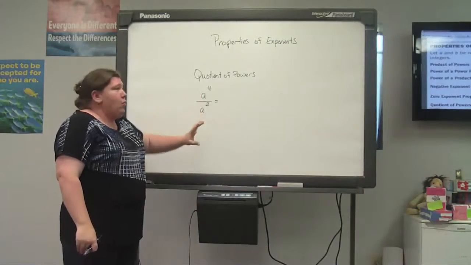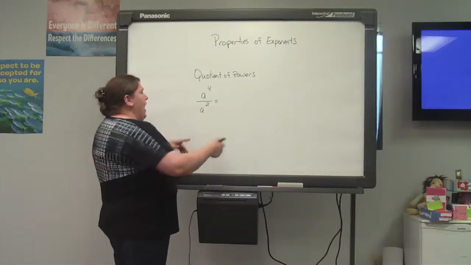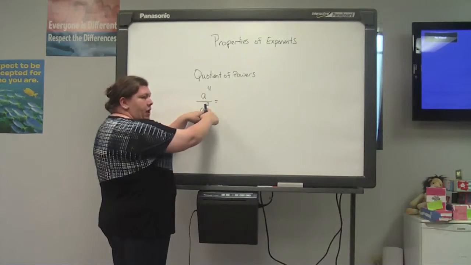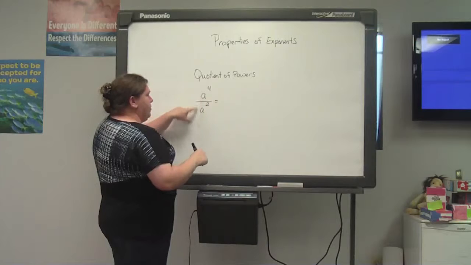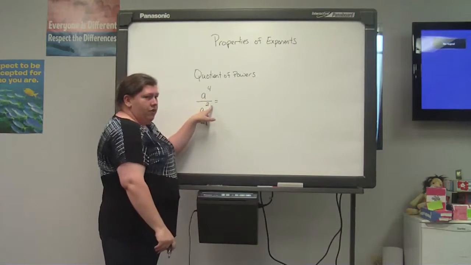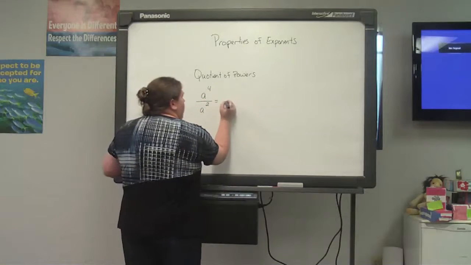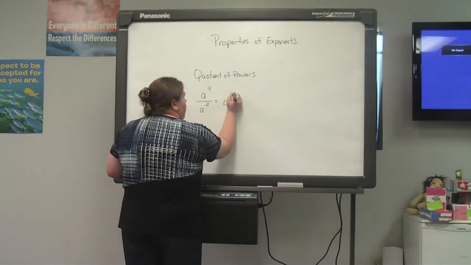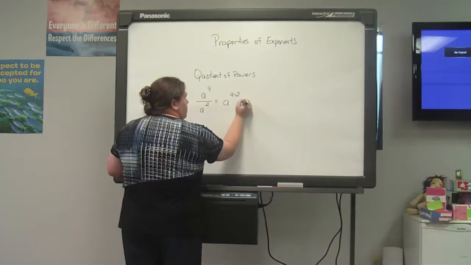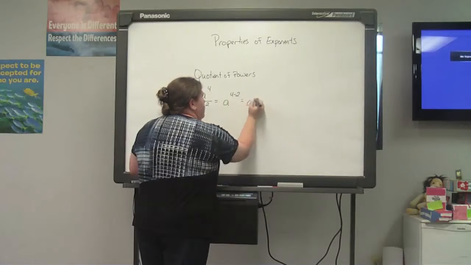All right? The quotient of powers property says if you have an exponent on the bottom and the constant numbers are the same, like my two a's, I subtract the exponent from the bottom from the top. So I can rewrite this as a to the 4 minus 2. And so when we simplify, it becomes a squared.